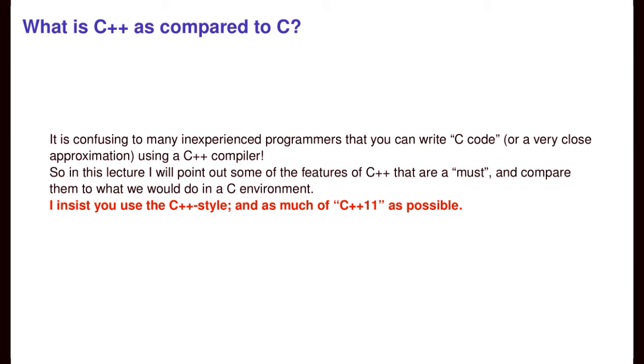So let's talk a little bit about C++ and let's compare it to C. You may already have been taught some programming, and typically it's called programming in C in that case. But what you did was actually use a C++ compiler to write C. So how can that be? Well, there's a real issue there. You can write C code, or at least a very close approximation, even if you use a C++ compiler. And that's clearly because C++ developed from C originally.